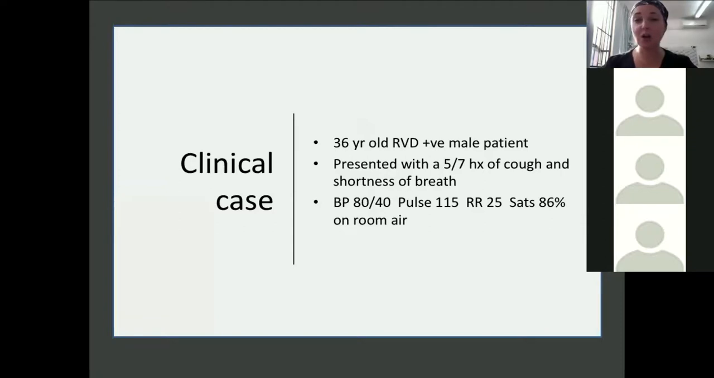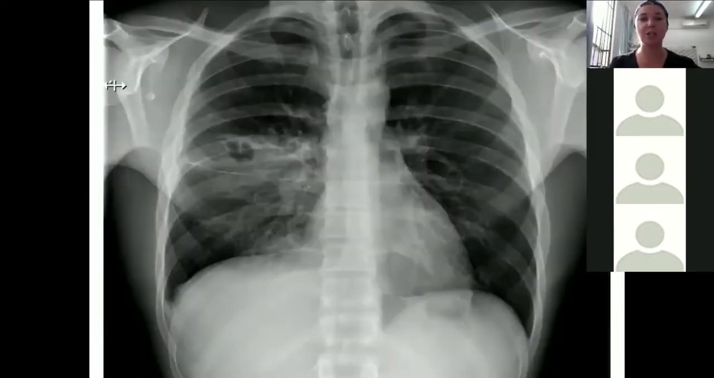We've got a 36-year-old male patient who's known with HIV. The patient comes into the emergency department with a 5-day history of a cough and he's short of breath. He's hypotensive, blood pressure 80 over 40. So you are worried about this patient. He's tachycardic, pulse rate 115, that's high. Respiratory rate is 25, so that's high as well. SATs, 86% on room air. You're definitely worried about what's going on with this patient. What can you see on this chest x-ray?